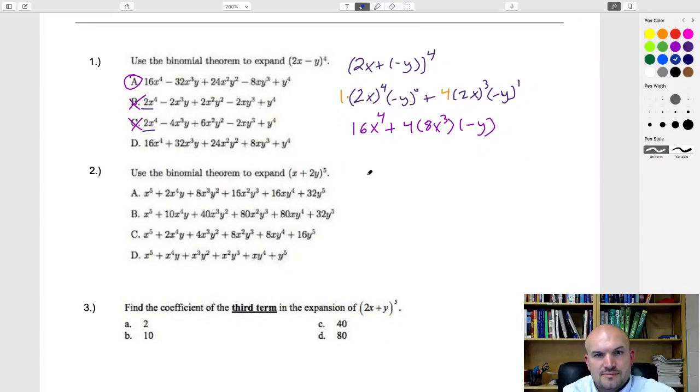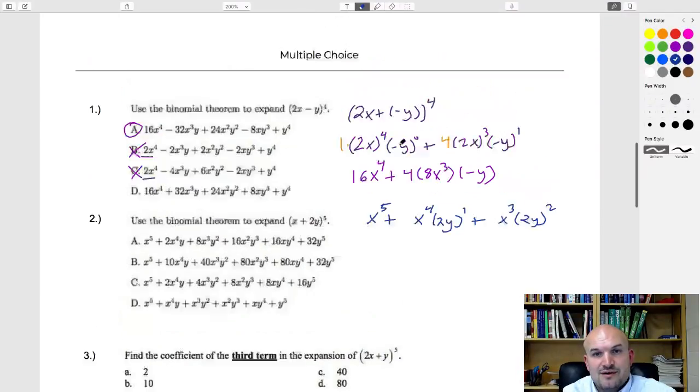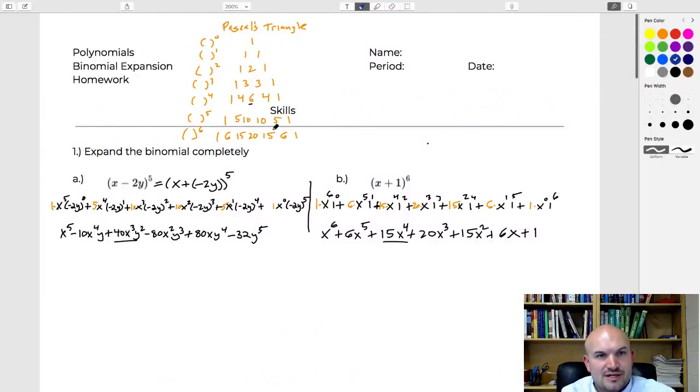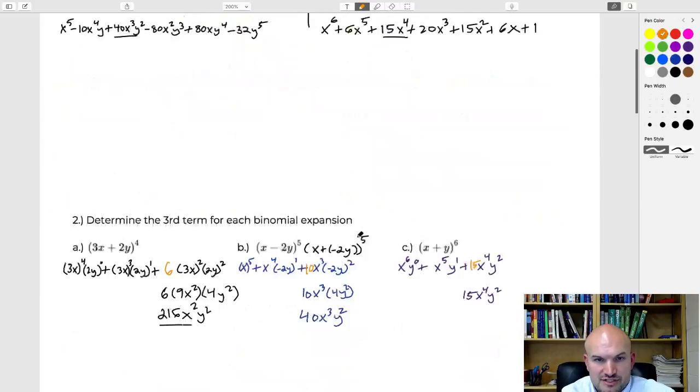I'll just write x to the fifth is the first term, then plus x to the fourth, 2y to the first, and then I need to at least get to the third term. So that's going to be x cubed, 2y squared. All right, and this is to the fifth power, so I need to make sure I go back up to my Pascal's triangle and look at the fifth power. That's going to be 1, 5, 10 are the coefficients.